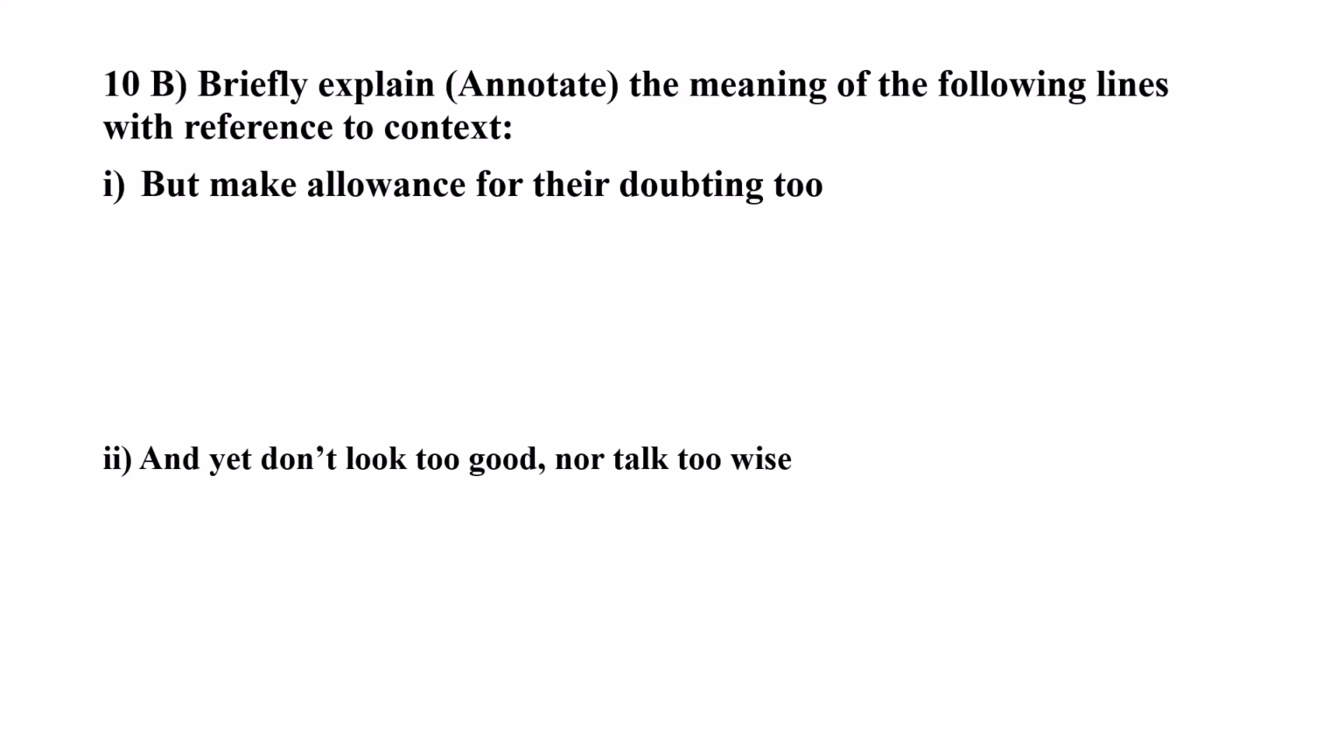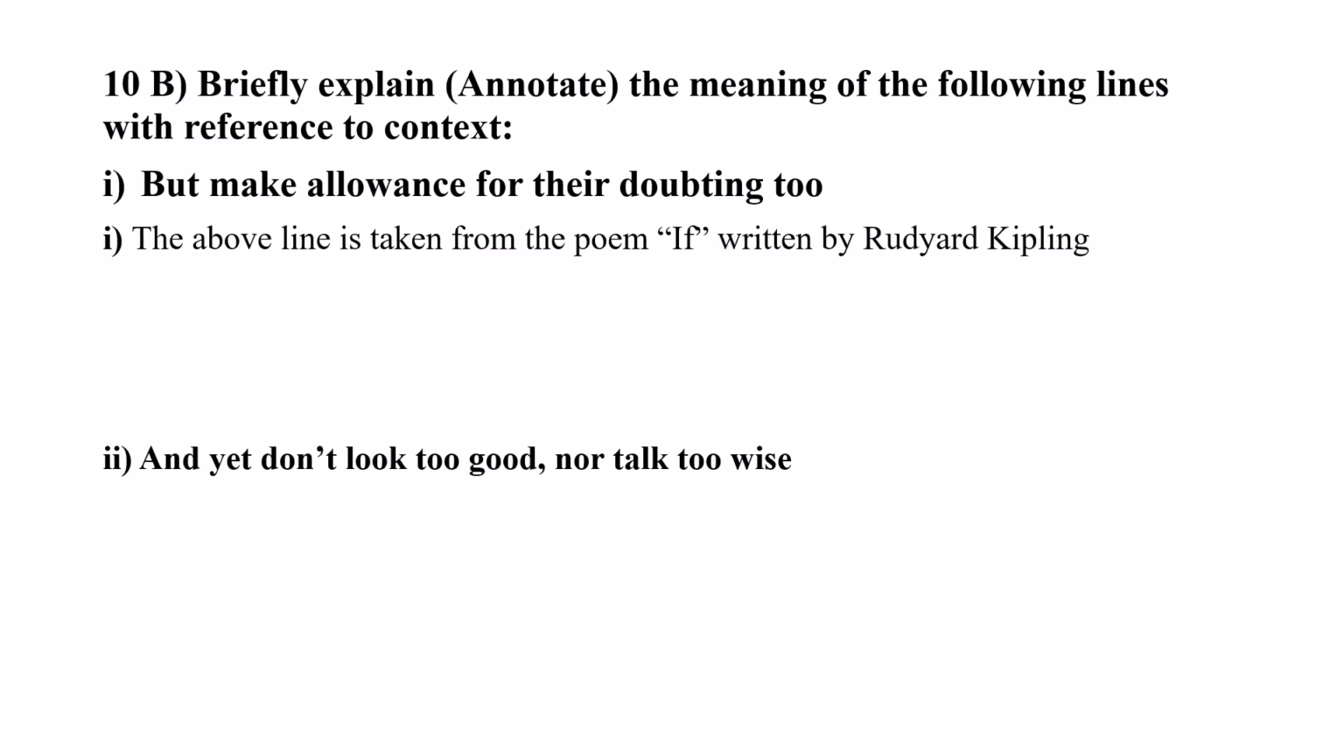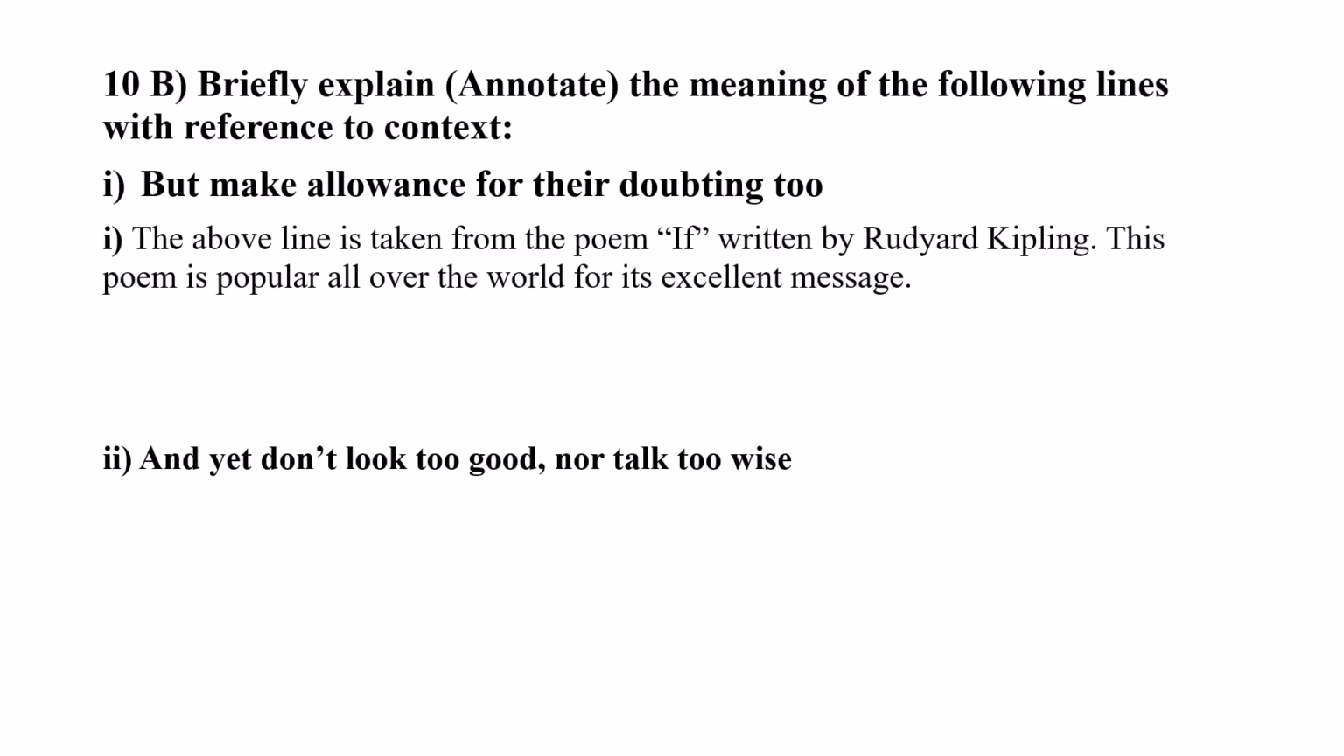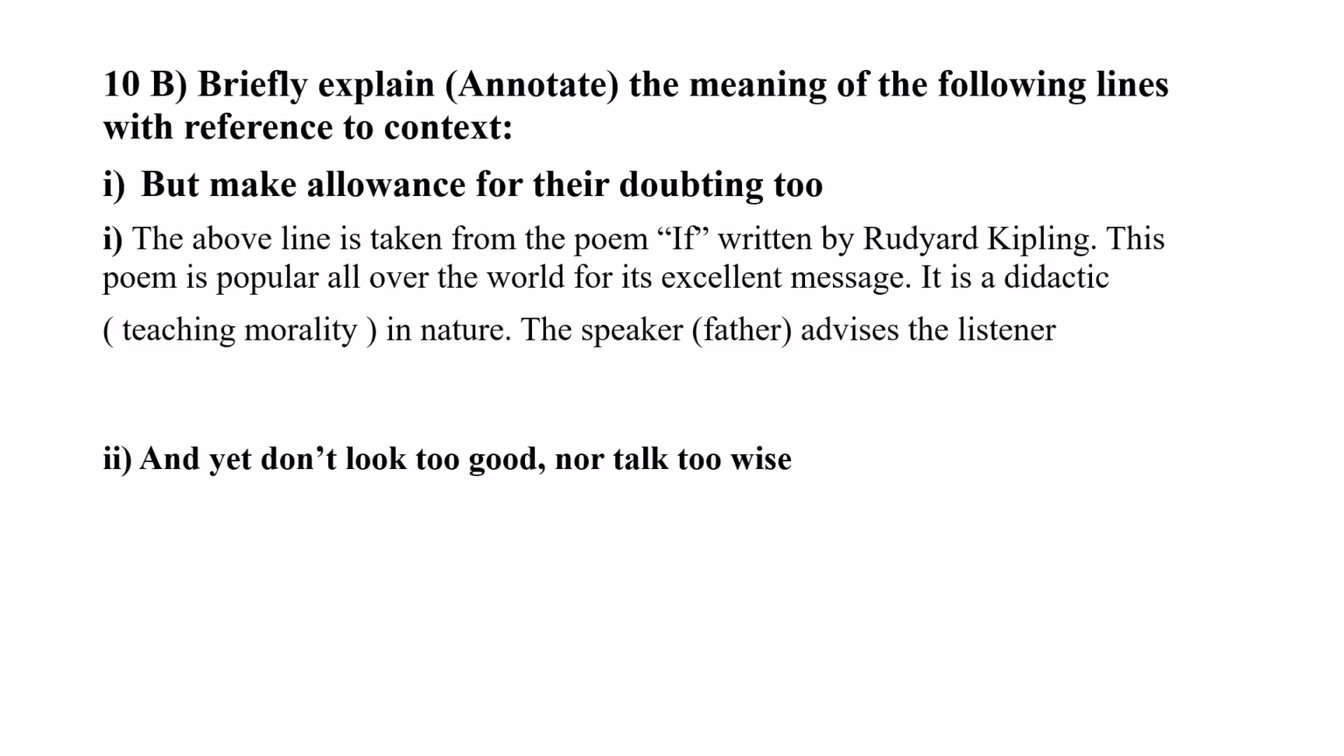So the first line, but make allowance for their doubting too. Remember from which poem this line is taken? Okay. The above line is taken from the poem If, written by Rudyard Kipling. This poem is popular all over the world for its excellent message. It is didactic. Didactic means what? Teaching morality. When somebody teaches or tells anything to follow, it is didactic.